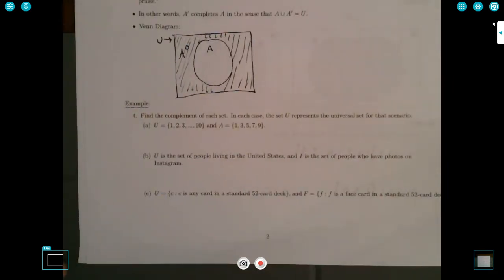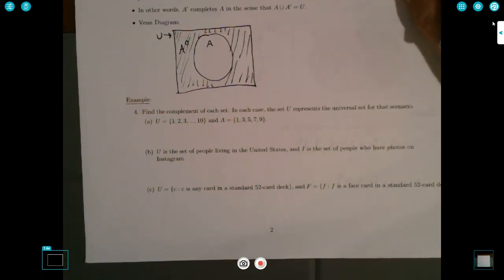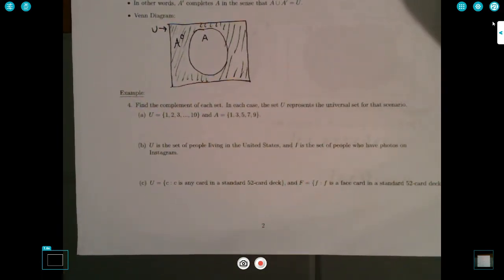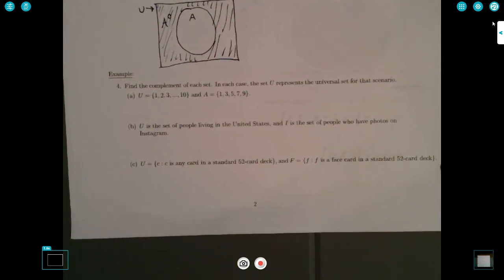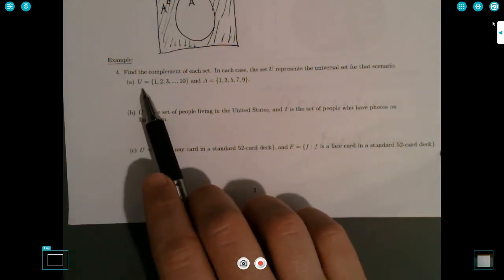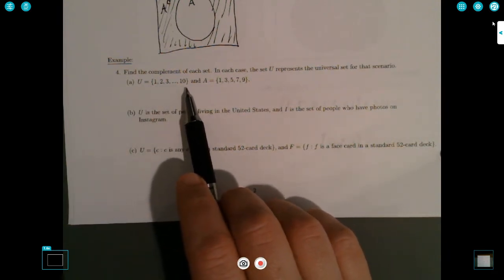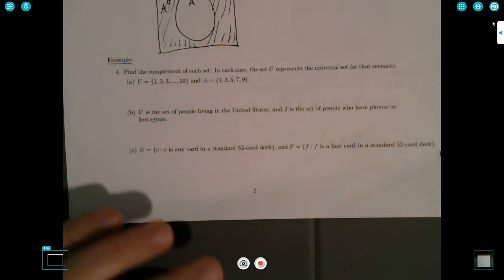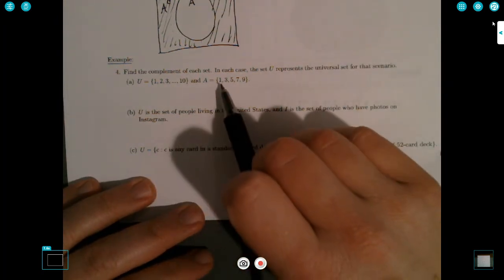So let's see. It says find the complement of each set. In each case, the set U represents the universal set for that scenario. So in part A, the universal set is 1, 2, 3, 4, 5, 6, 7, 8, 9, 10, so all the whole numbers between 1 and 10. And A is just the set of odd numbers, 1, 3, 5, 7, and 9.